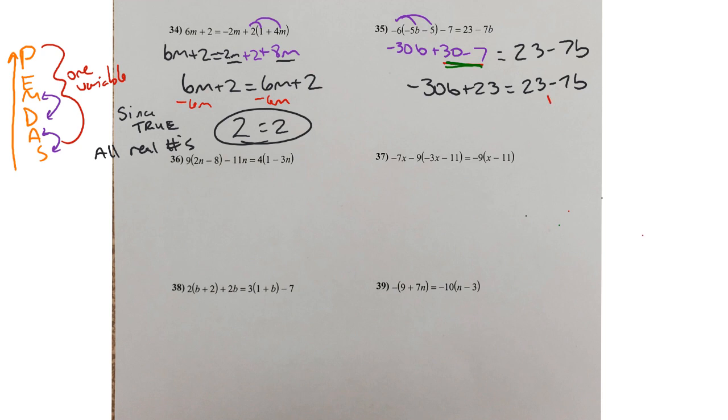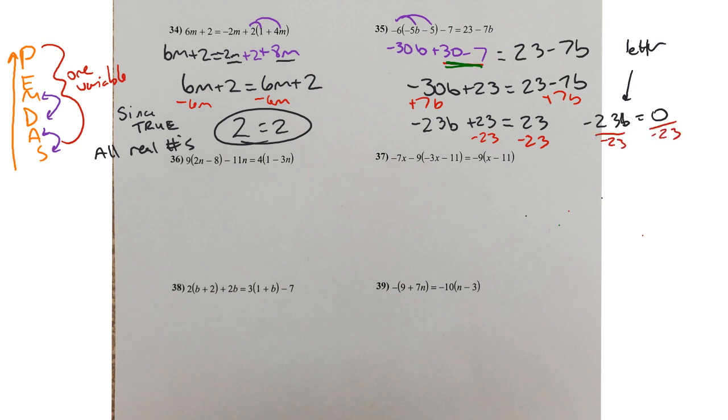I'm going to add 7b to both sides. So I end up with negative 23b plus 23 equals 23. Now I'm going to minus 23 on both sides because remember, I'm going to get rid of the addition just like we've been doing the entire time. Negative 23b equals 0. This is different than 34. The letter did not disappear. We still have a letter. That means I am allowed to divide both sides by negative 23. So b equals 0.